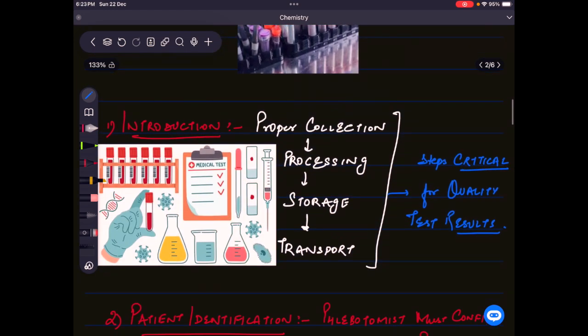First of all, introduction to the specimen collection. There are 4 steps involved in this process. The first one is proper collection, then processing, then storage of the specimen, and then the transport. These 4 steps are very critical for quality test results.